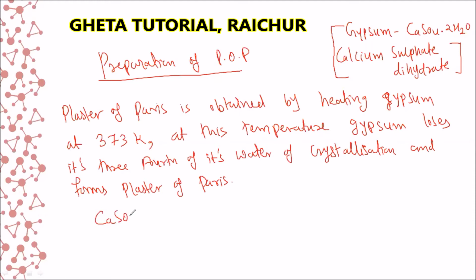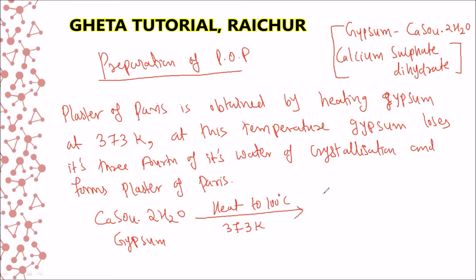Here CaSO4·2H2O is gypsum. We heat it at 100 degrees Celsius, which is also 373 Kelvin. We get CaSO4·½H2O plus 1.5 water molecules going away. Here we get POP, that is CaSO4·½H2O. But in reality, half a molecule of water is not possible.